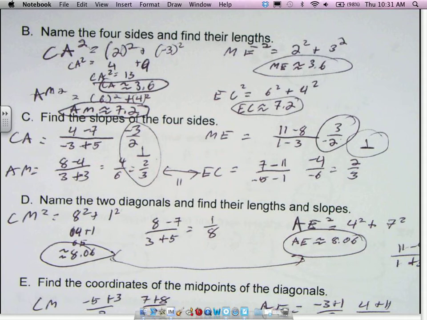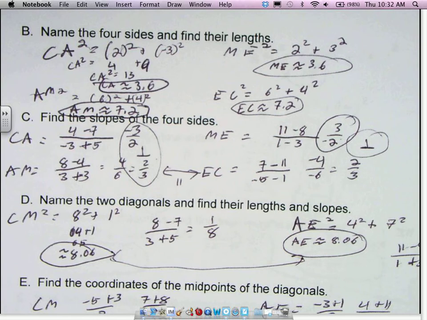Number 4. I've got CA is 3.6, ME is 3.6, AM is 7.2, and EC is 7.2. So we have 2 sets of congruent sides. So that means it could be a parallelogram, a rectangle, or a kite. Rhombuses and squares have 4 congruent, so that can't be it. And we know an isosceles trapezoid only has 1. It can't be a square. That's what I said.